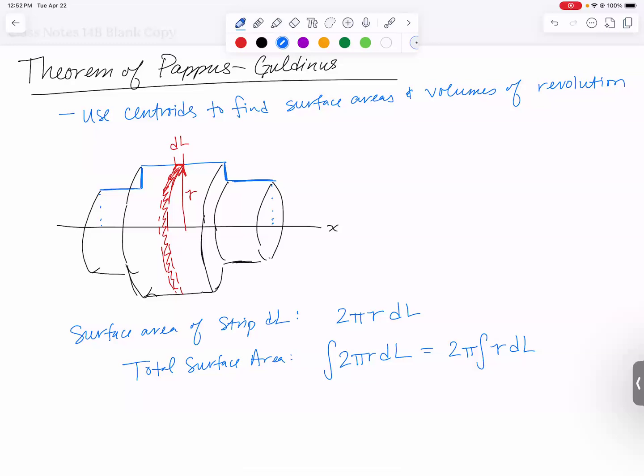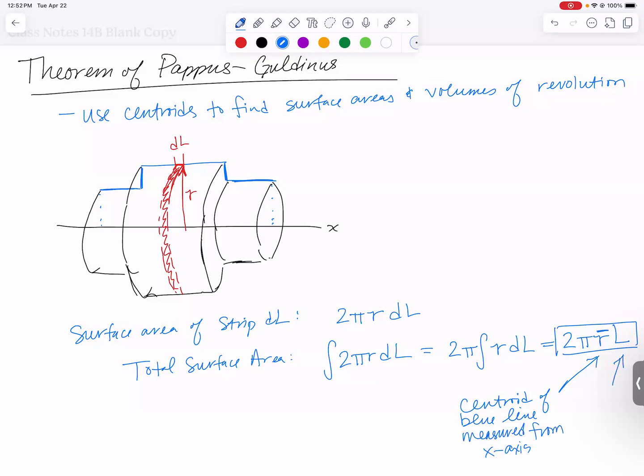And if you go back and look at centroids, specifically for centroids of a line, we spent most of our time in class talking about centroids of area. But the idea is that the integral of r dl is equal to the centroid location r bar times l. So let me write it down here and show you why it is. This is equal to 2 pi r bar times the total length l, where r bar is the centroid location of that blue line measured from the x-axis, and l is the total length.